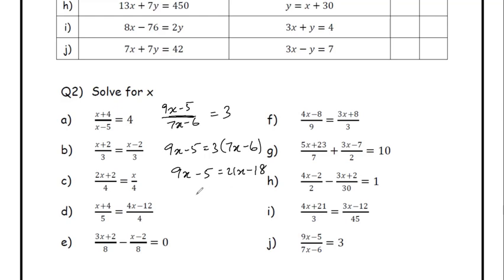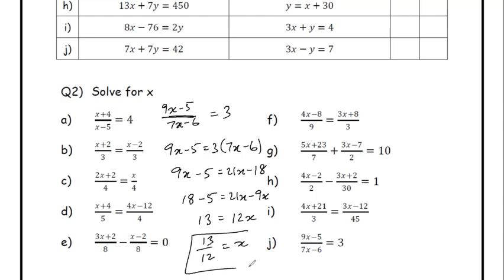And then I'm going to take 9x on the other side and 18 on this side. So you get 18 minus 5 is equal to 21x minus 9x. That's 13 is equal to 12x. Yeah. So 13 by 12 is equal to x. Divide 12 on both sides. That's your answer for J.